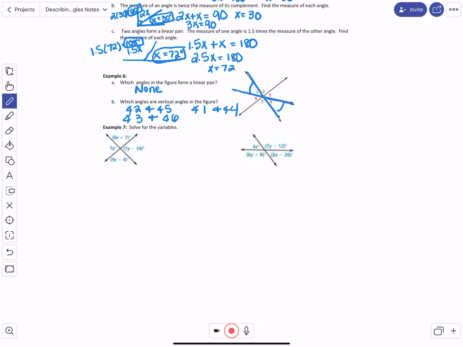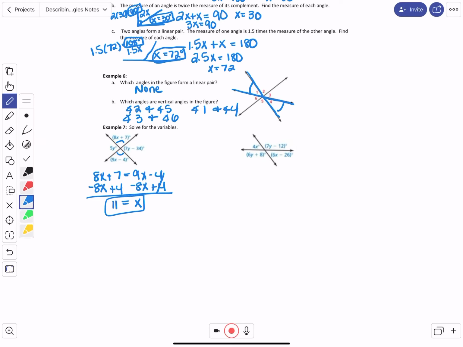So we know that vertical angles are congruent. So we know these 2 angles are congruent. So we can set 8x plus 7 equal to 9x minus 4. And now I can solve for x. If I subtract 8x, that's going to give me x. And if I add 4, that gives me 11. So x is 11.